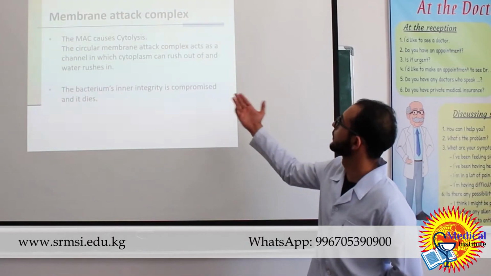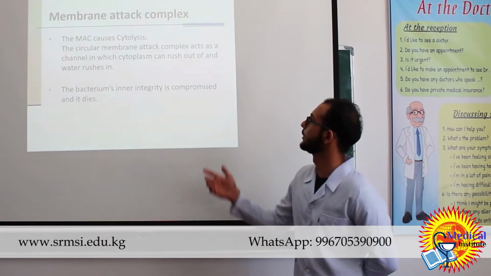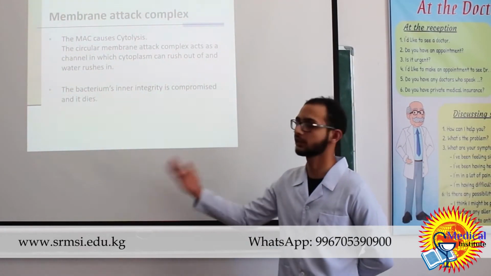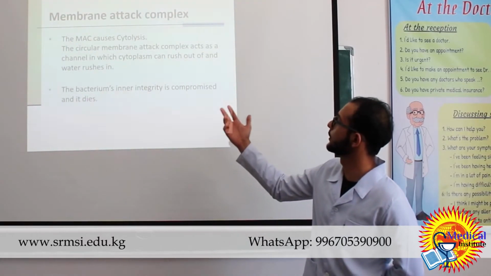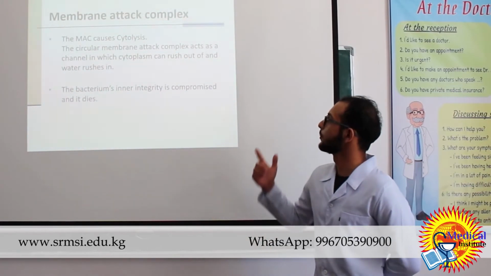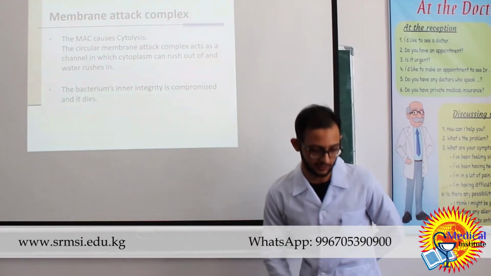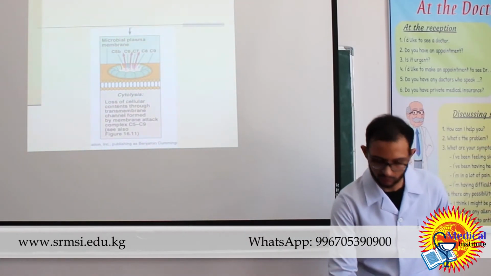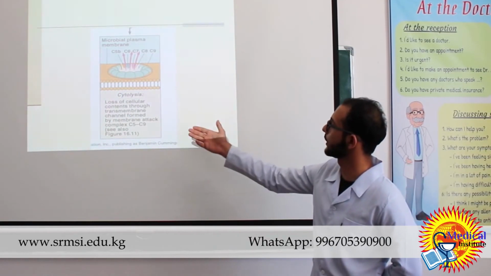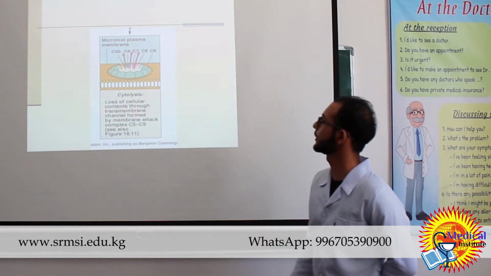This causes cytolysis in the cell. It forms a circular channel in the membrane, through which the cytoplasm rushes out and the water rushes in. Here the integrity of the bacterium is compromised and the bacterium dies. Here is a diagram showing the cytolysis, where the loss of cellular contents goes through the transmembrane channel formed by the membrane attack complex.